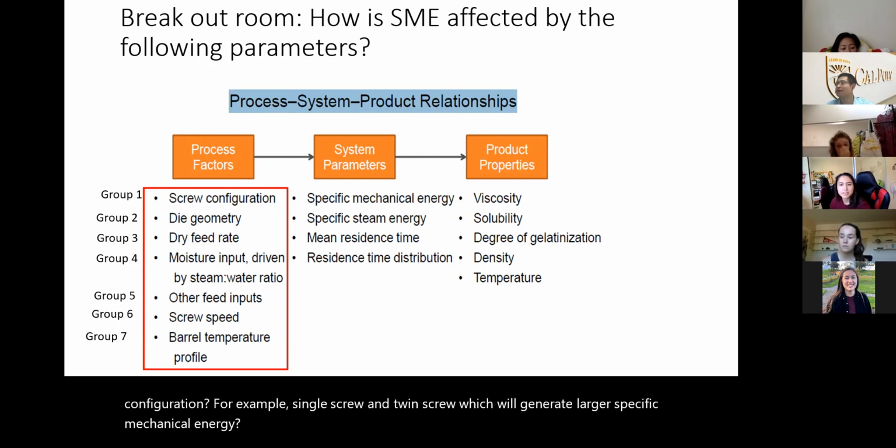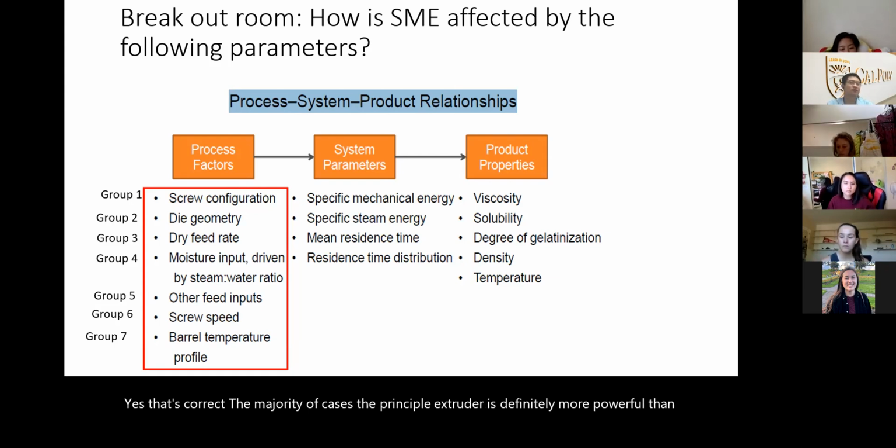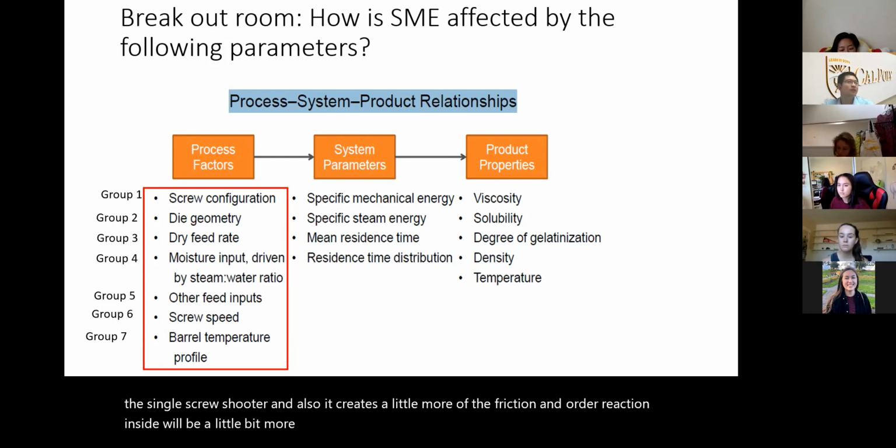We were saying that probably the double screw would contribute to higher torque, leading to a higher SME value. Yes, that's correct. So in the majority of cases, the twin screw extruder is definitely more powerful than the single screw extruder. Okay, and also it creates a little bit more friction, and all the reaction inside will be a little bit more intense. All right, good job.